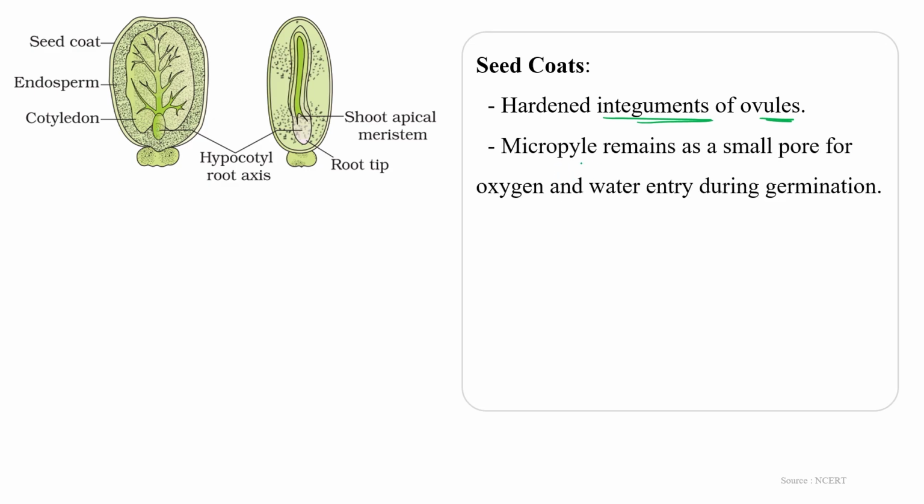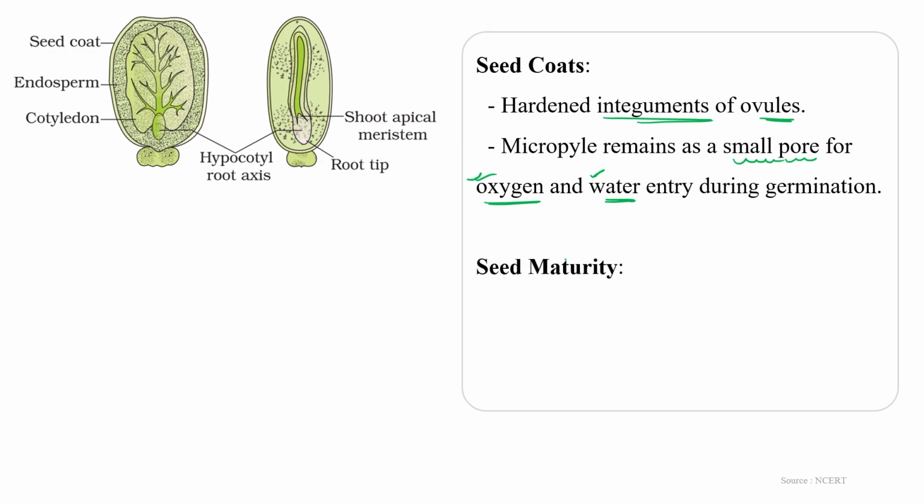The micropyle remains present as a small hole. What is the need? Just for the supply of water and oxygen. So it acts as an entry point for oxygen and water, which is required during germination time.